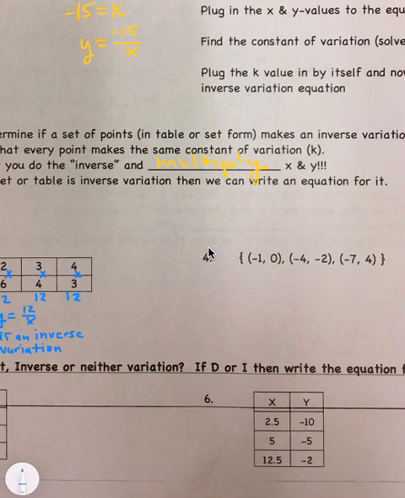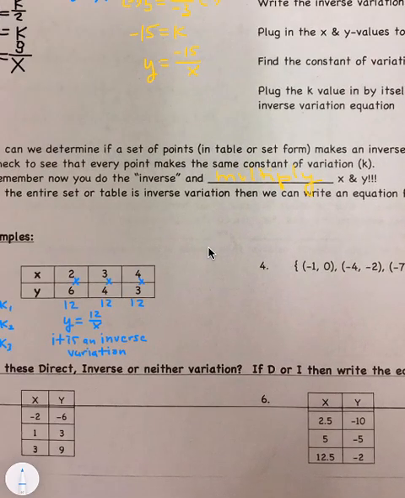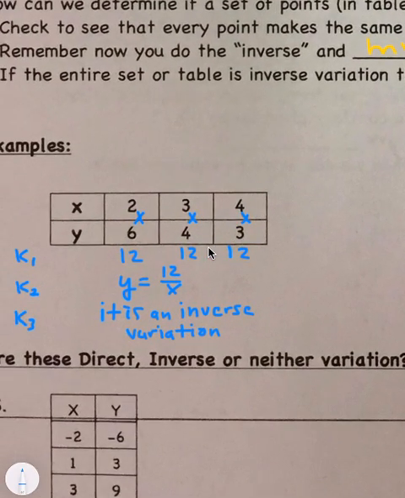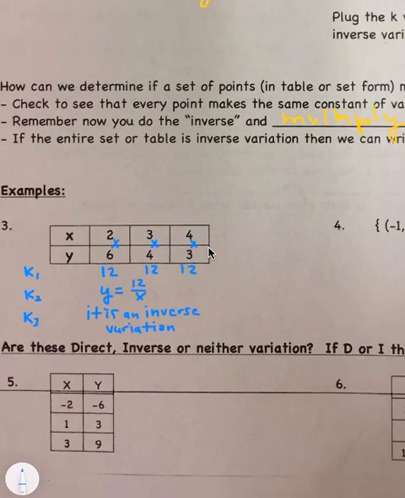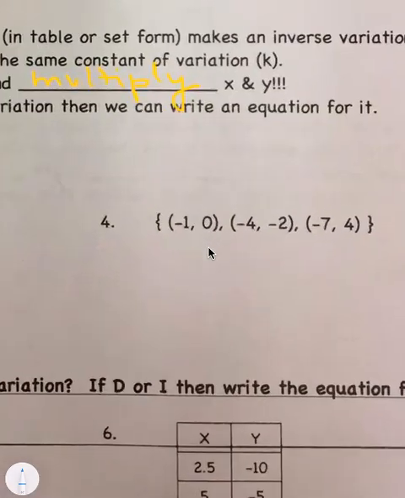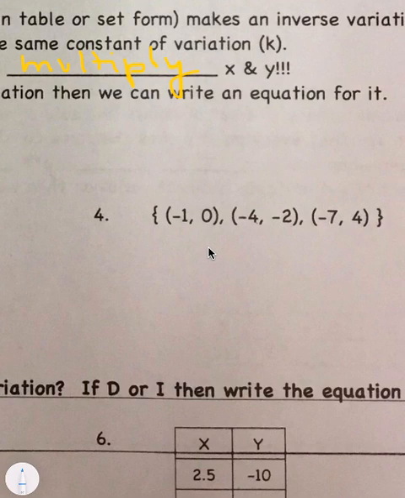Okay, good. So let's take a look at there. Make sure you're showing your work. You give your equation. All right, second one. All right, so we multiply. We multiply. We multiply. So when we multiply this, we get 0. When we multiply this, we get 8. And when we multiply this, we get negative 28.